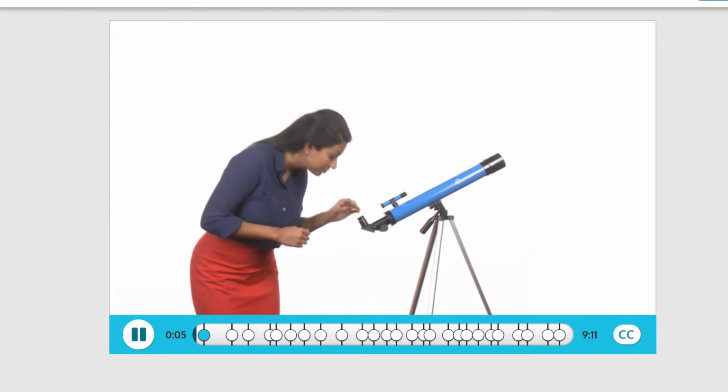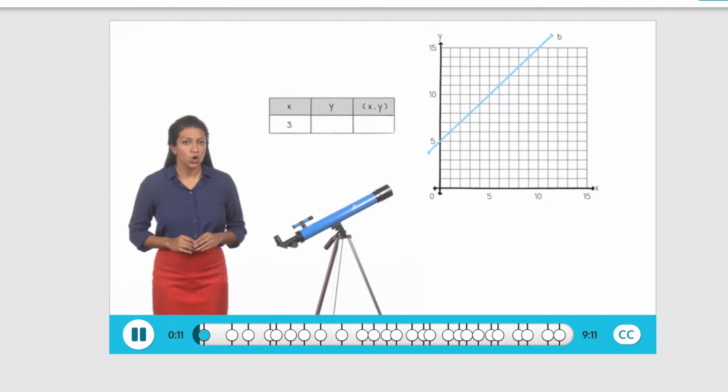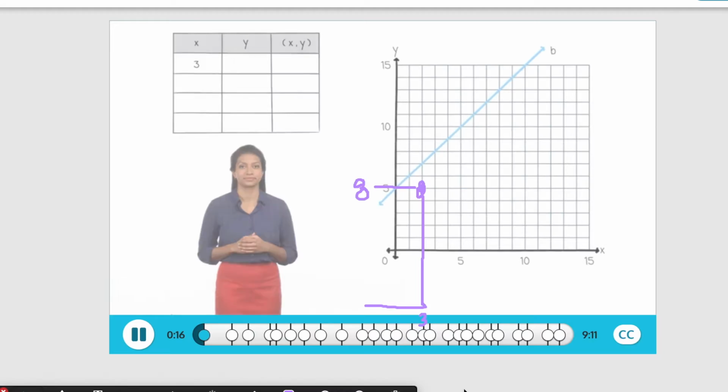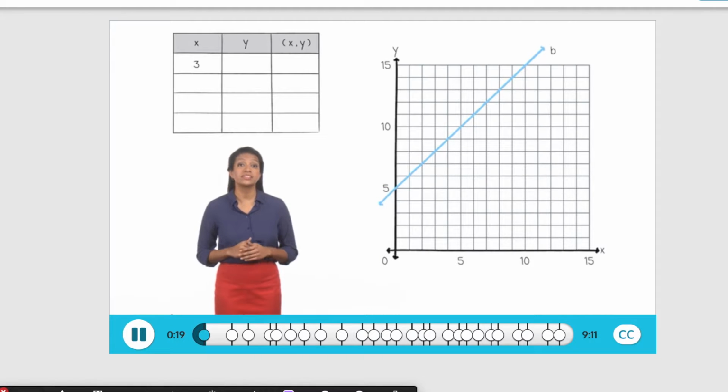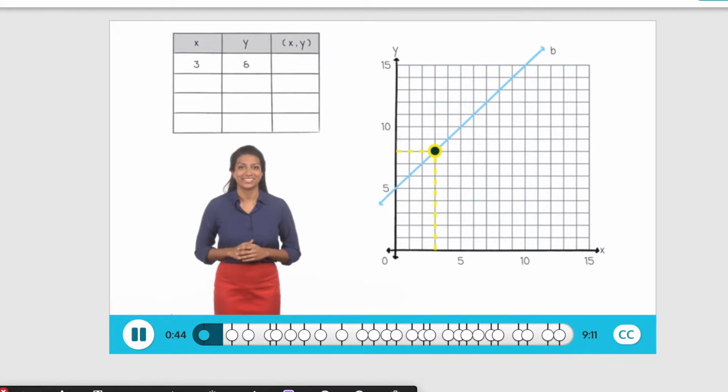Welcome back! Take a look at line B. When the x-coordinate is 3, what is the y-coordinate? The x-coordinate 3 represents a distance of 3 from the origin along the x-axis, here. Let's follow this grid line up from the x-axis at 3 until we intersect line B. This point on line B has an x-coordinate of 3. If we follow the grid lines across to the y-axis, we can see it has a y-coordinate of 8. So when x is 3, y is 8.